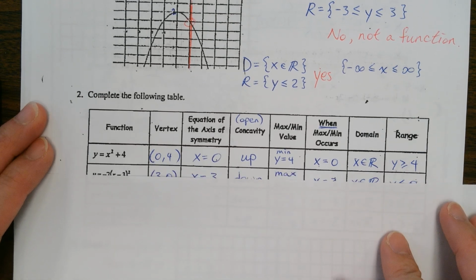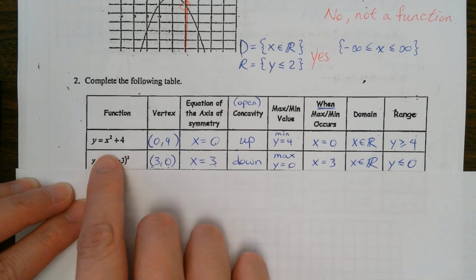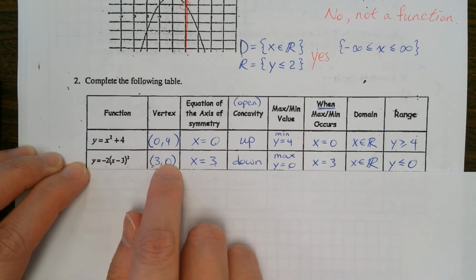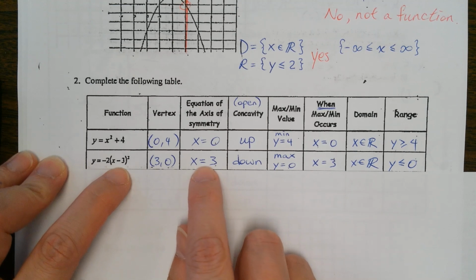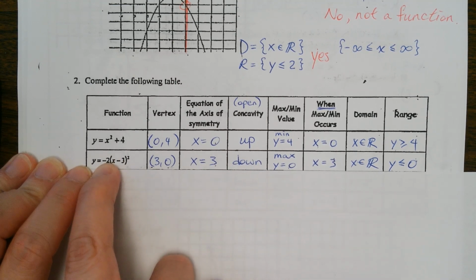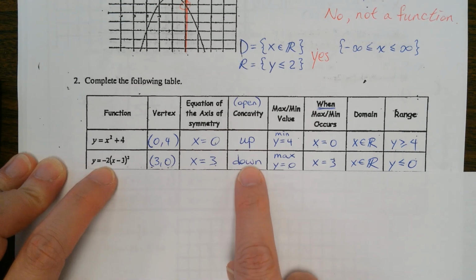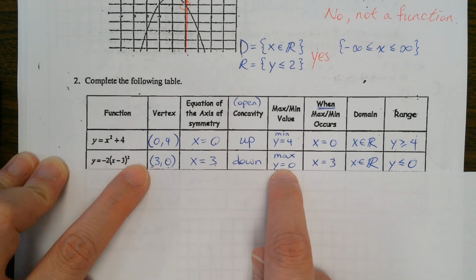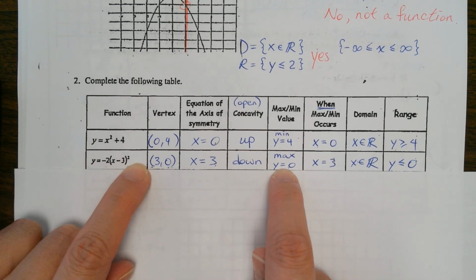Okay. Second one, this one is also in vertex form. So the vertex is (3, 0), axis of symmetry x equals 3. It opens down because of that negative in the front. Since it opens down, I know it's a maximum. And it's at 0 because I didn't shift it up or down, so y is at 0.